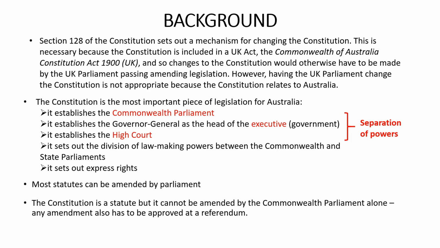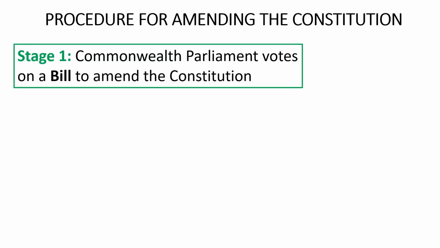Let's now look at the section 128 process for amending the Constitution in more detail. Our first learning intention is that you should be able to describe the procedure for amending the Australian Constitution by way of a referendum. There are 3 stages that must be followed in making a change to the Australian Constitution. In the first stage, the Commonwealth Parliament votes on a bill to amend the Constitution. That is, it votes on whether or not to pass a bill that sets out the precise amendments that will be made to the Constitution.